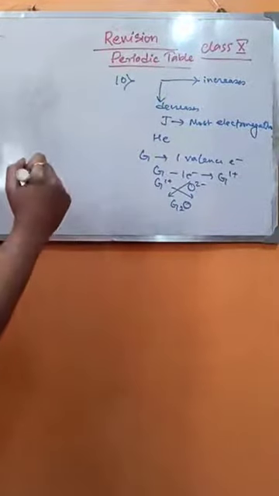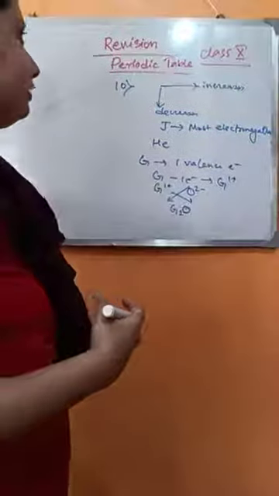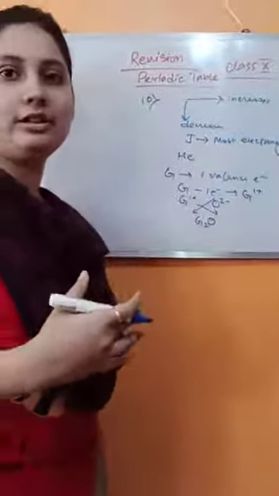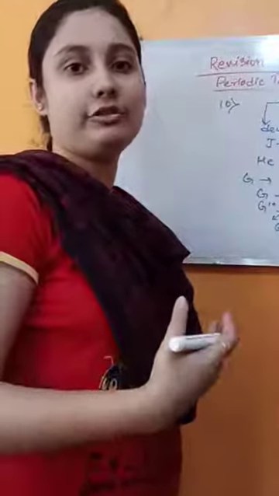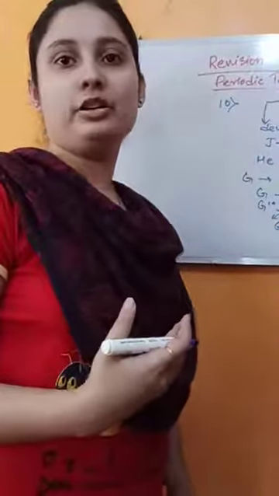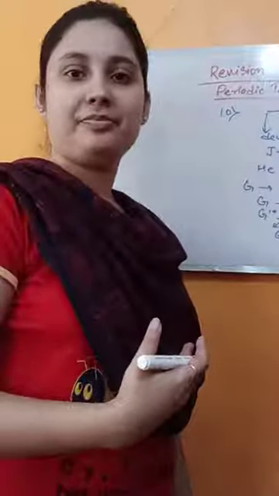Okay. These are more or less about the periodic table, or the complete revision of the chapter, and these are the types or varieties of questions which can come in your boards also from this chapter. Thank you.